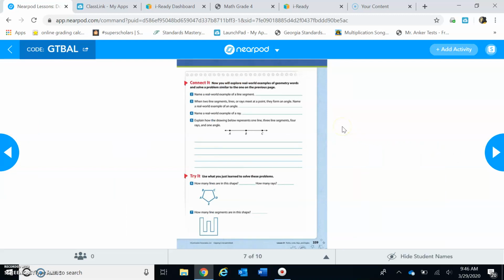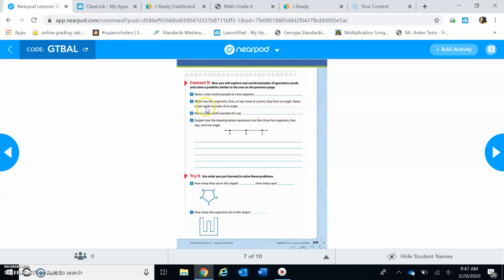All right, let's look at the next page, and we're just going to do a couple of these. It says, name a real world example of a line segment. Let me think about it. When have I ever seen a line segment in the real world? Let me think about in my house, line segments. You know what? I know exactly what it is. The kitchen countertop. That can be considered a line segment.